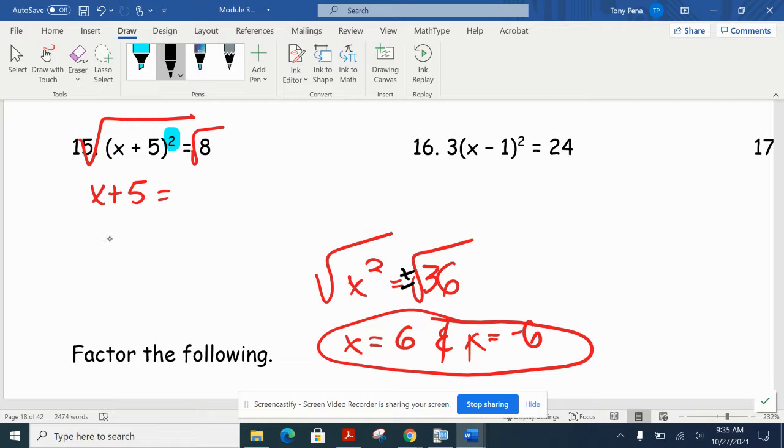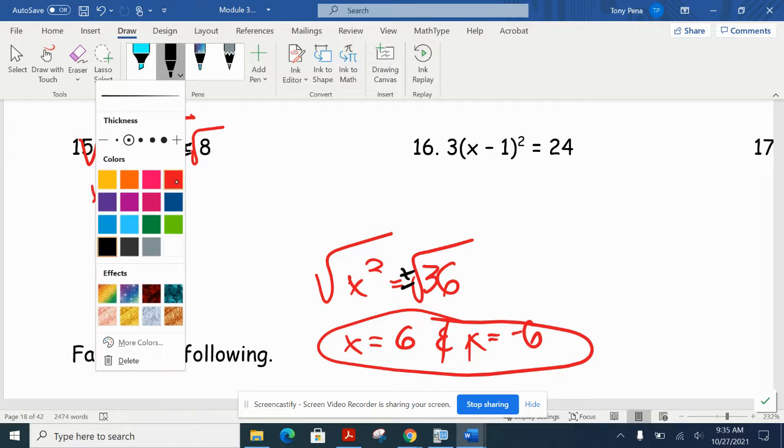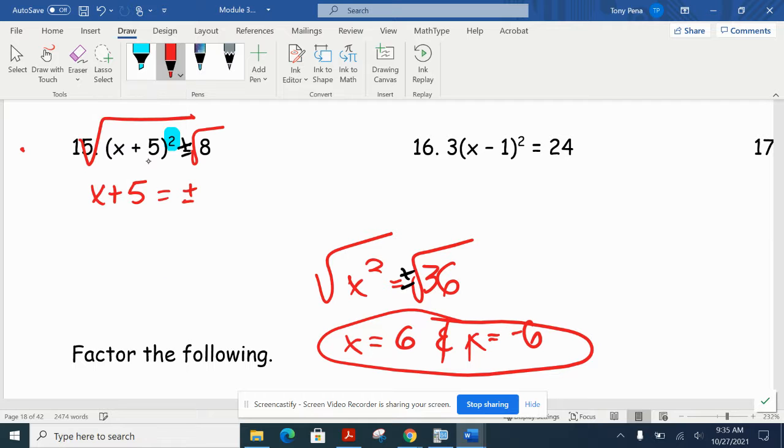So when we do that with this 8, it's the same thing. When I take that square root, there would be a positive and a negative solution to this. So in that next step, we would write this as a positive and a negative root 8.